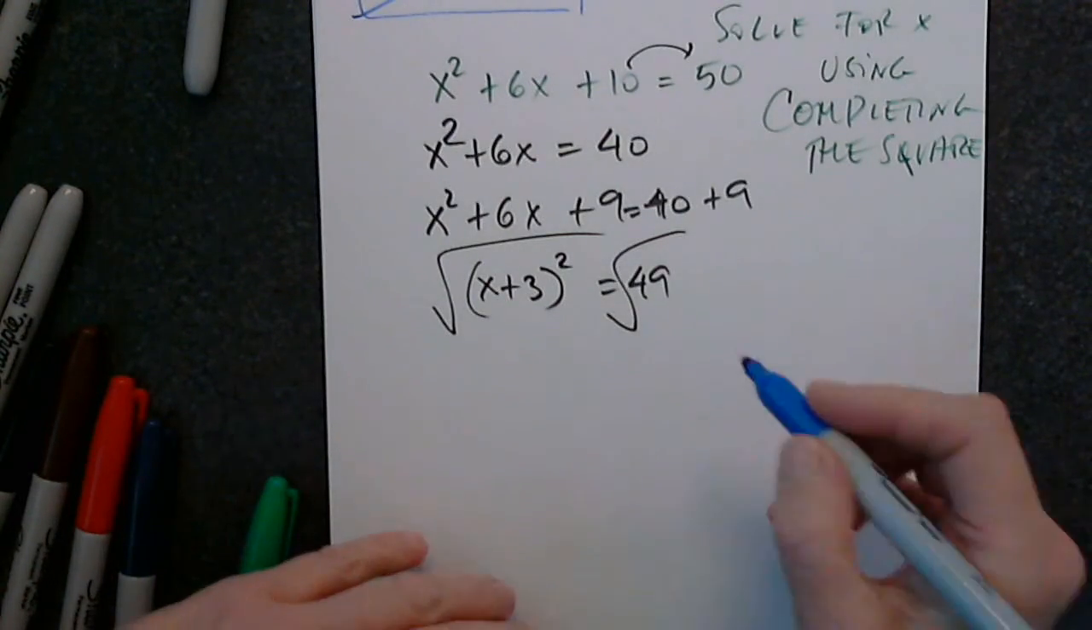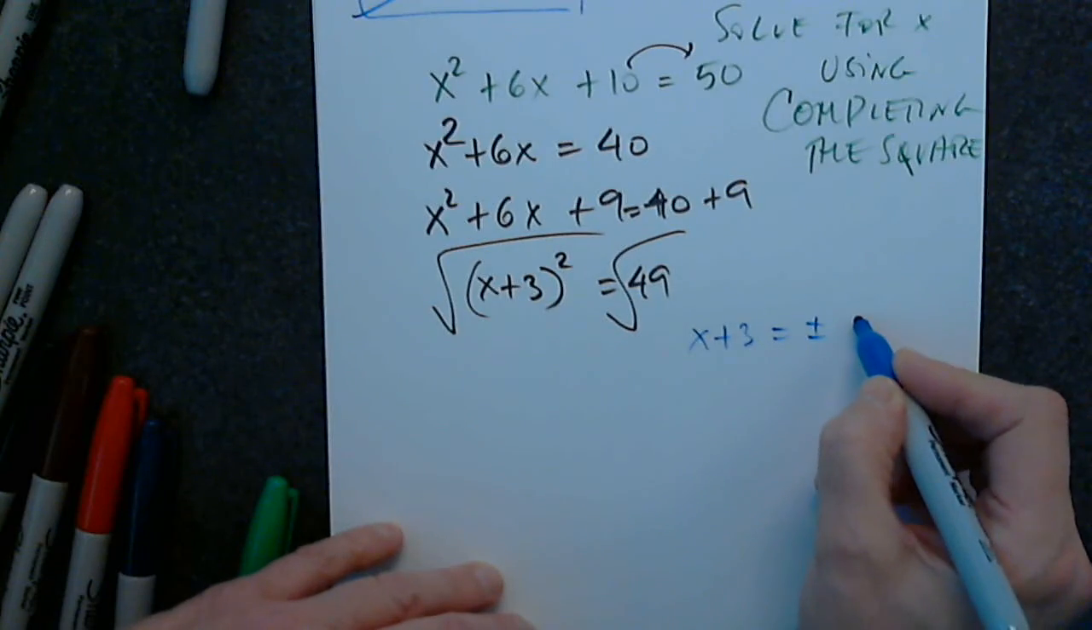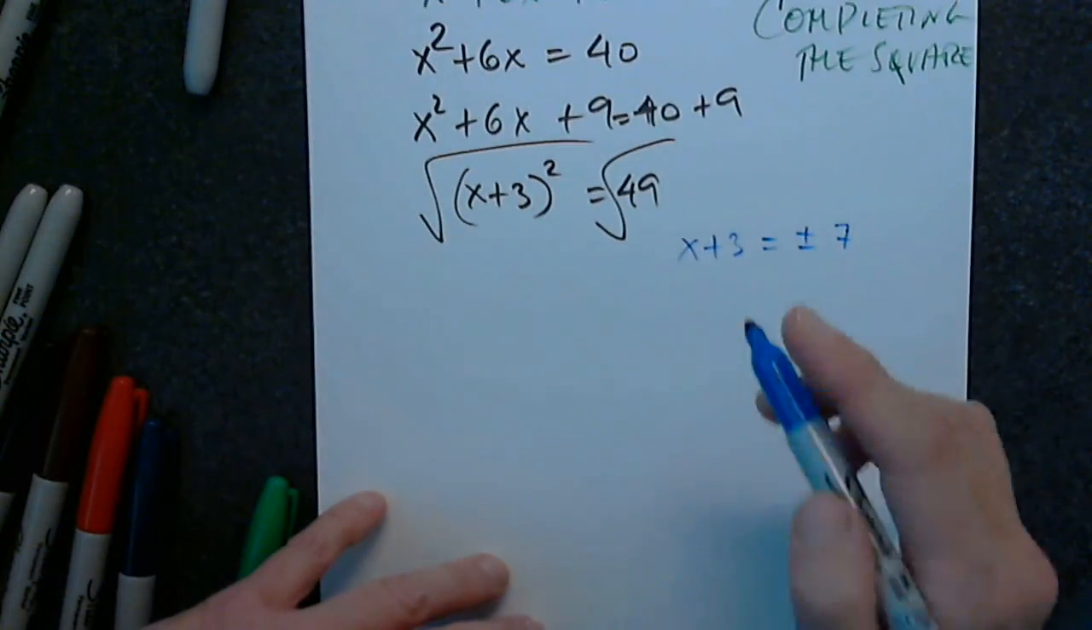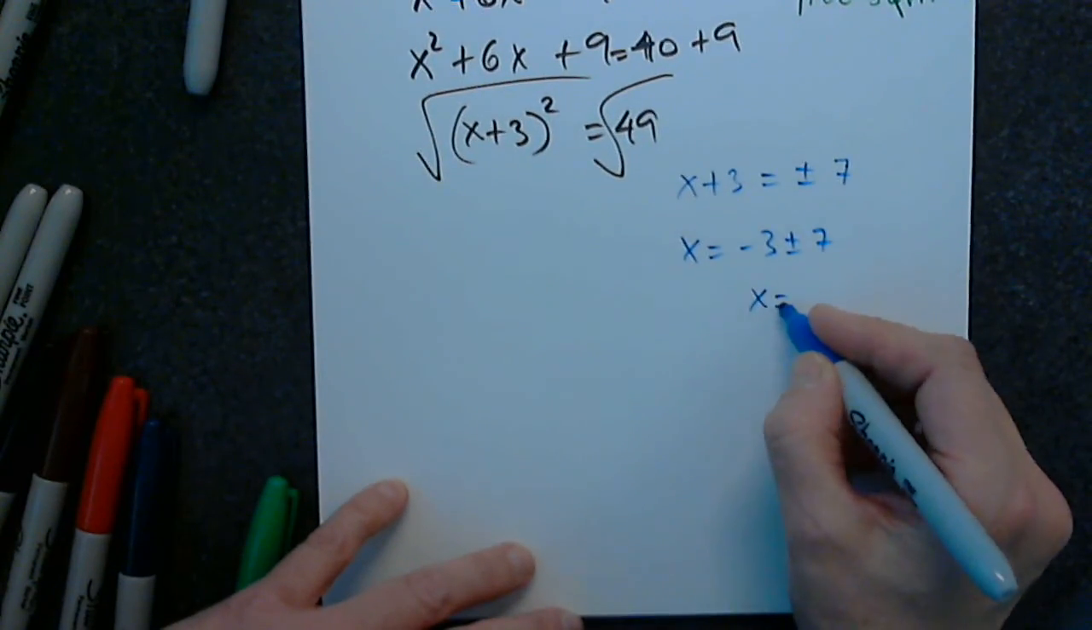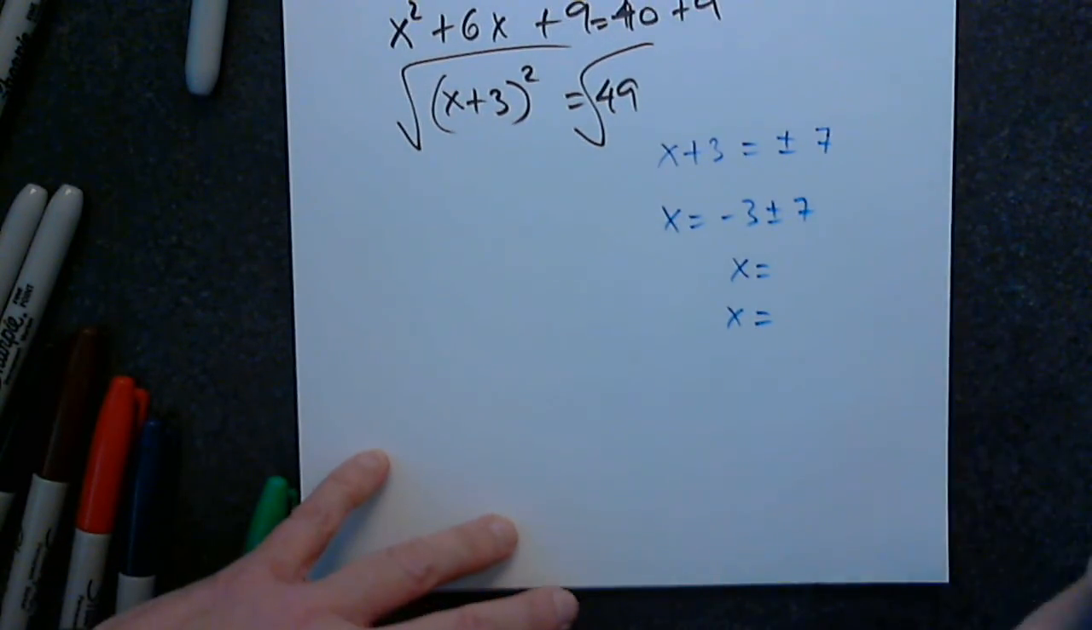So in this case, I have x plus 3 equals plus or minus 7. And do not separate just yet. And now separate, but it's up to you. I accept anything that works for you.